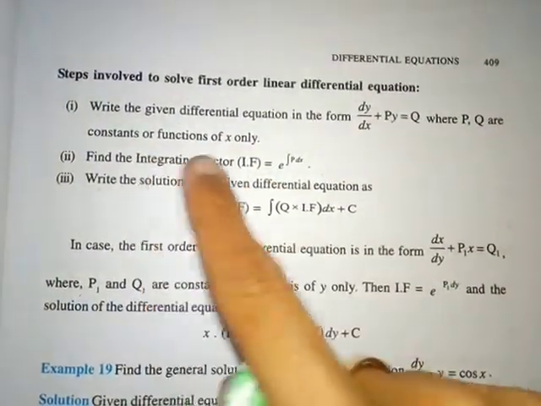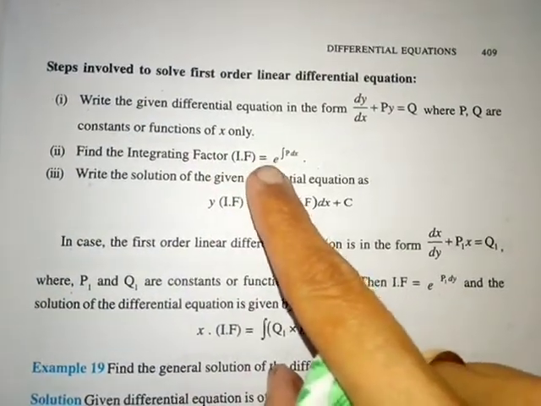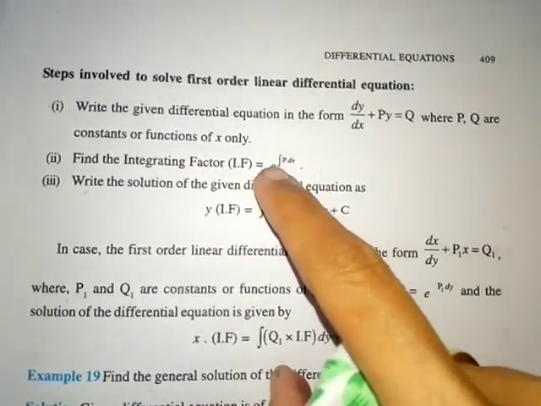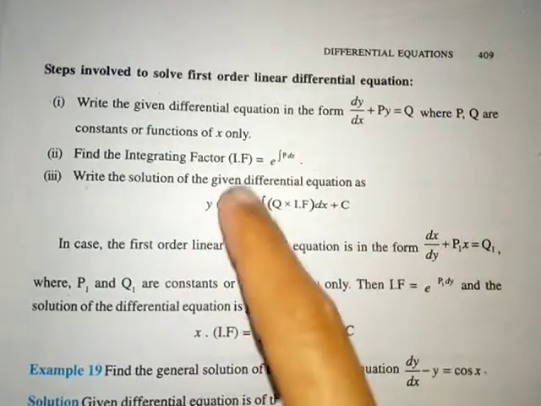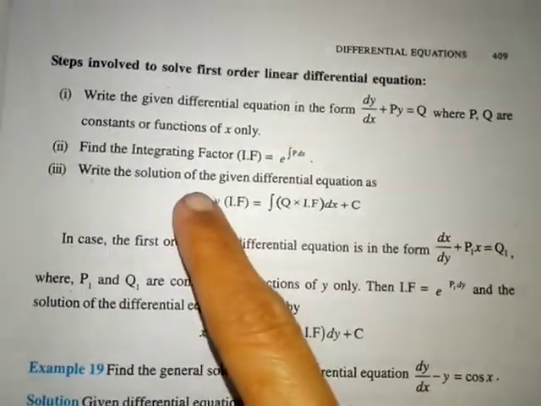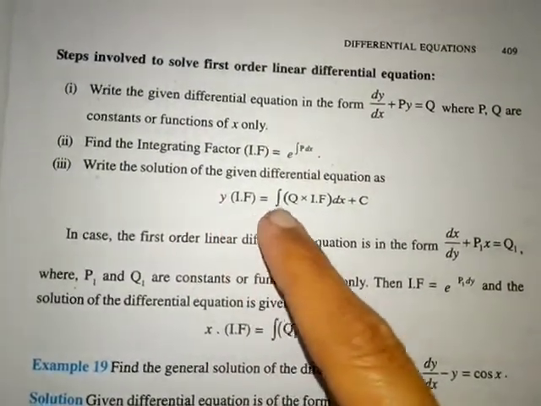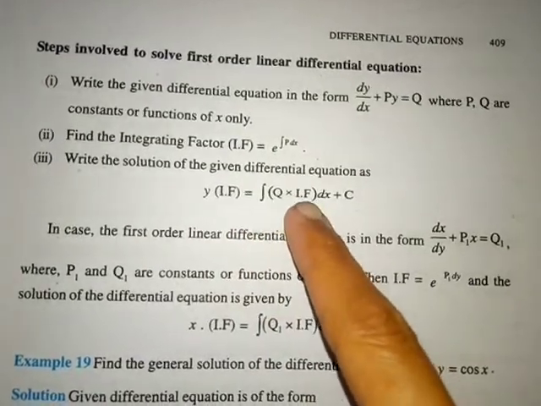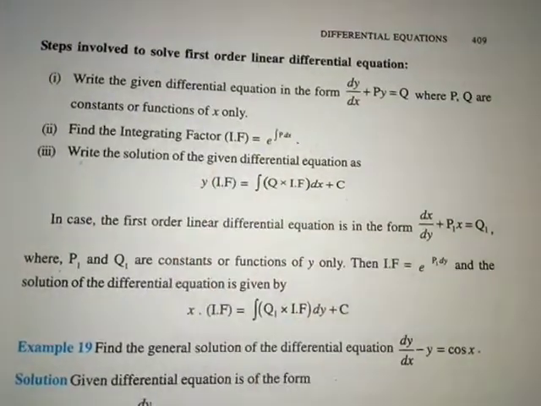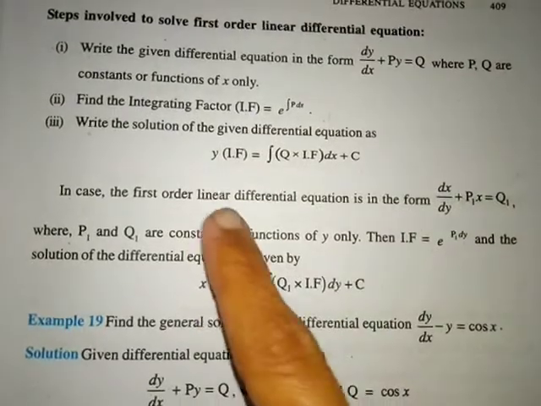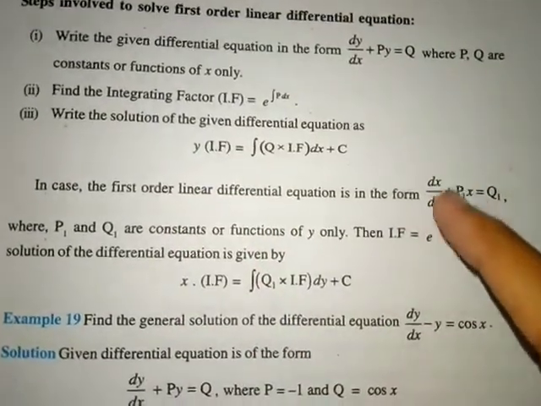Then second, you have to find the integrating factor, which is given by e^(∫P dx). After finding the integrating factor, the solution is given by y × integrating factor = ∫Q × integrating factor dx + c.